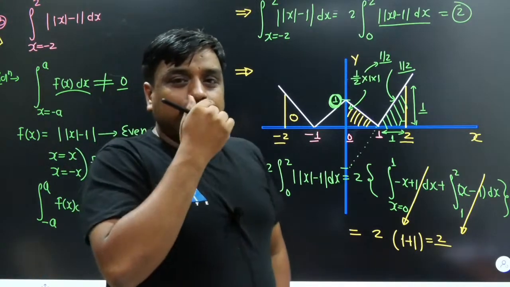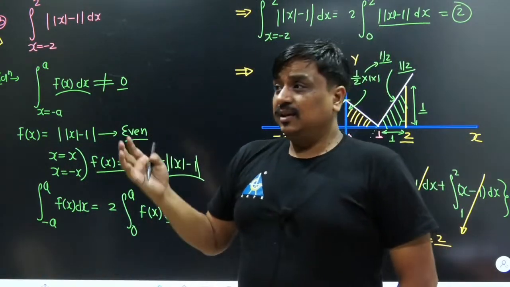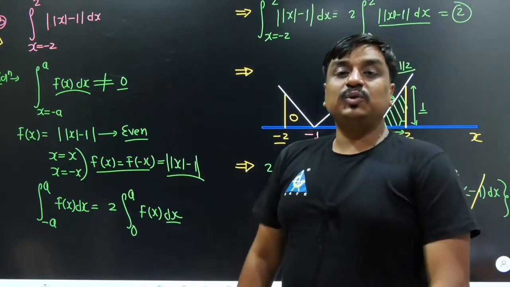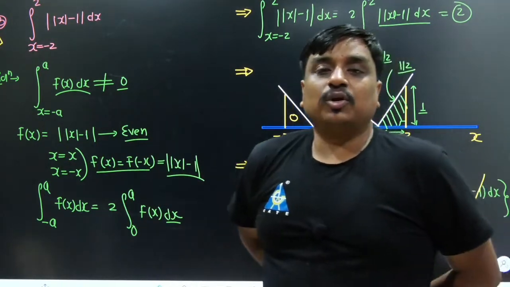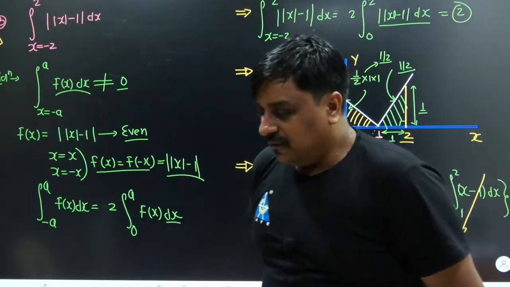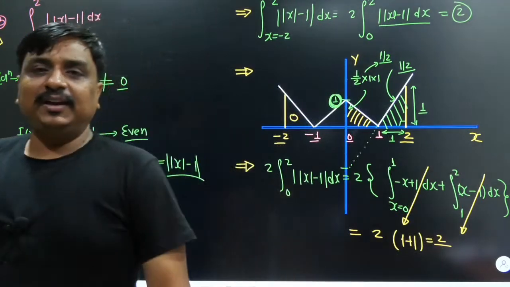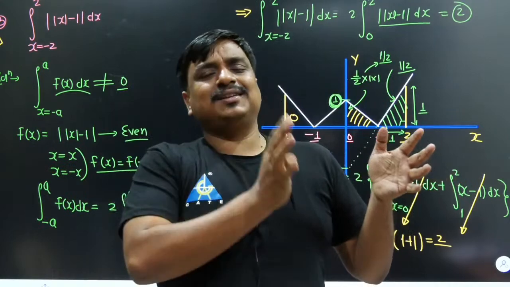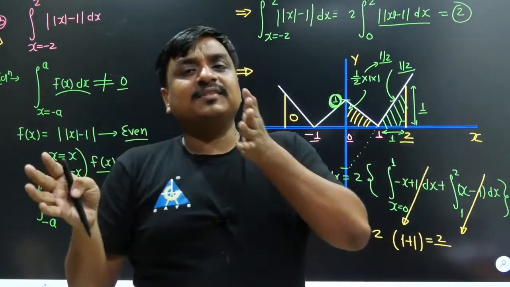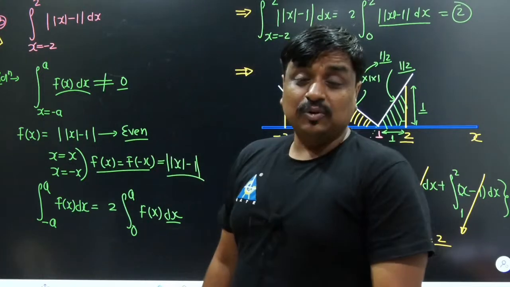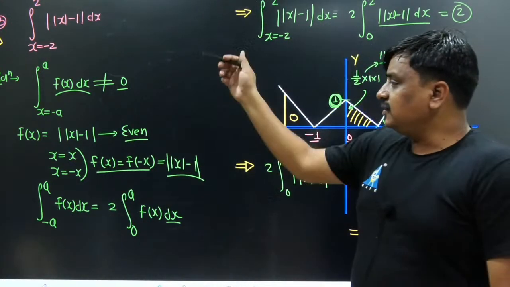So what is the important crux, the golden point we can retrieve while solving this problem? First of all, whenever you deal with the integration of a modulus function, try to understand whether it is an even function or an odd function. If it is an even function and the integration is taken over a common interval like minus a to a, you can just take the integration from 0 to a or minus a to 0 and multiply its outcome with 2, because your calculation is going to save a lot. Like in this case, that has happened.